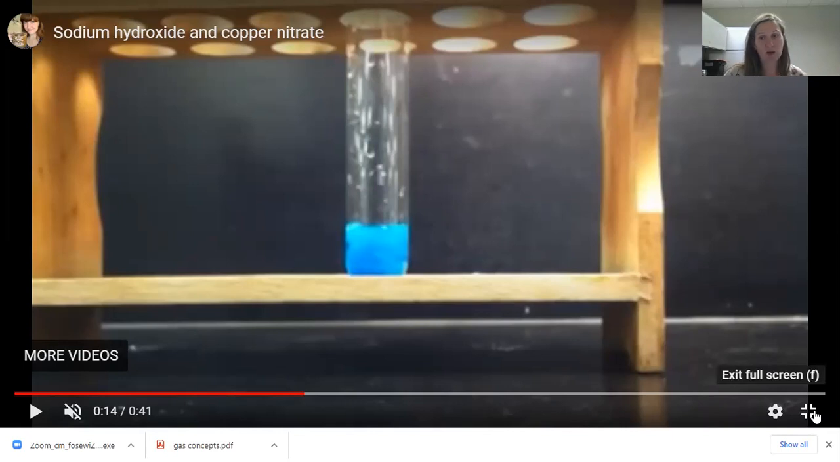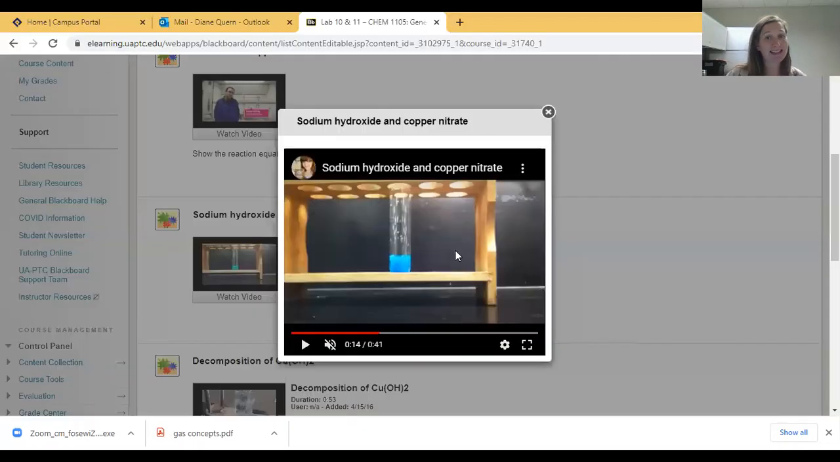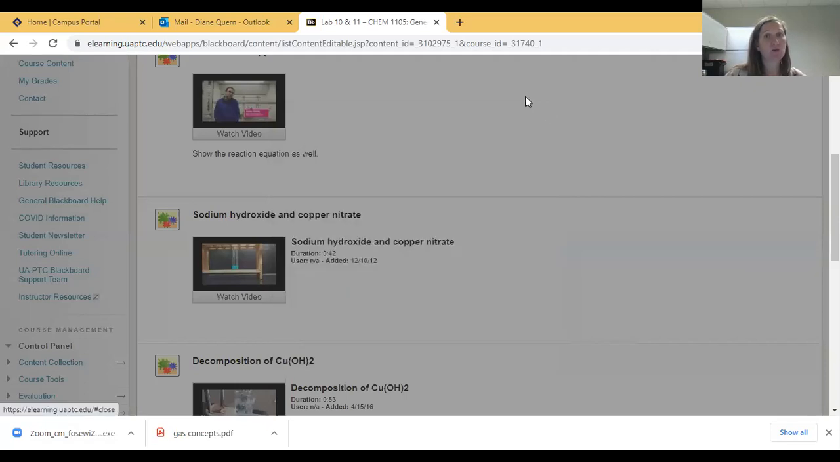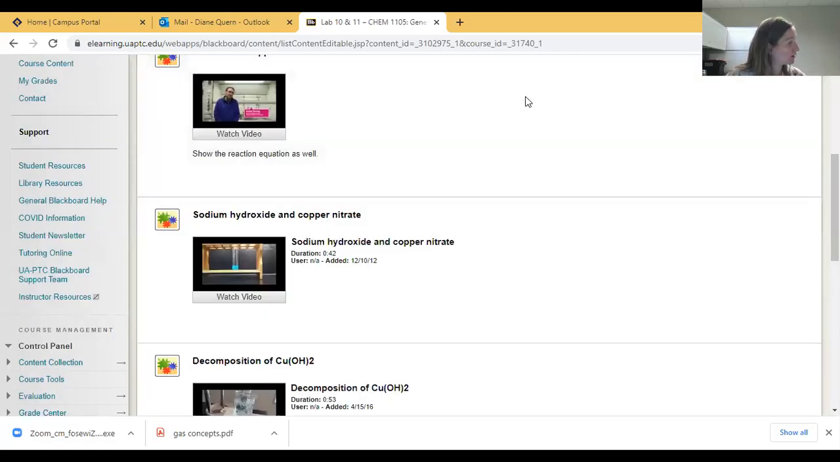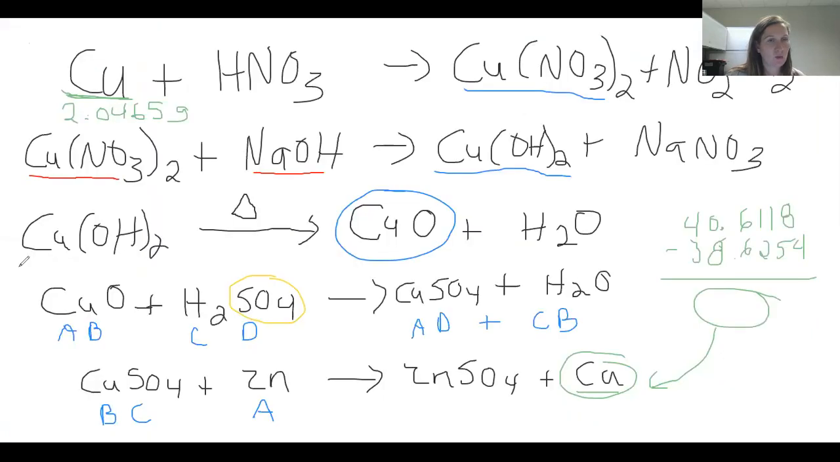So what we do now, and you're not going to see this in a video, is we isolate that solid, that copper hydroxide solid, and then we react that by heating it. We're doing the decomposition reaction next. Let me switch back so you can see what reaction I'm talking about. So now we have that solid copper hydroxide.